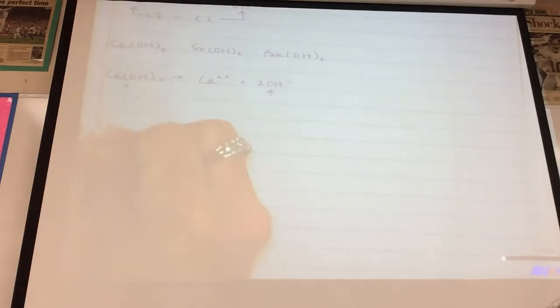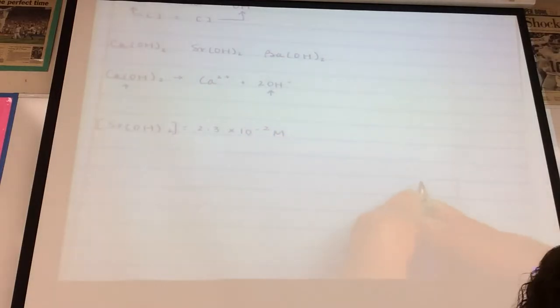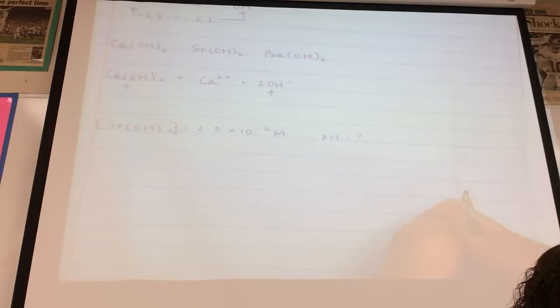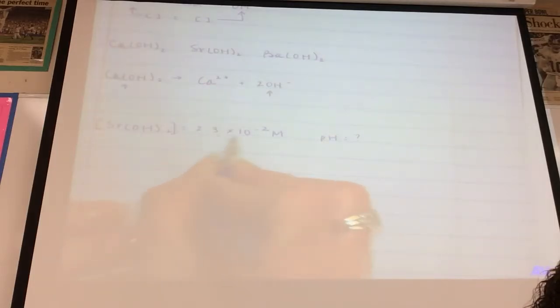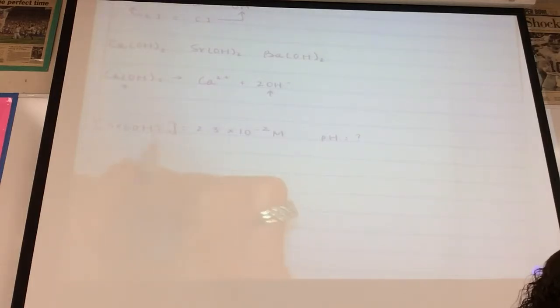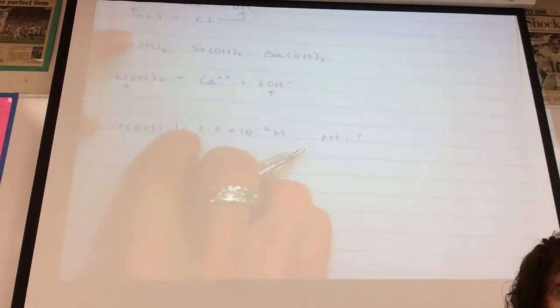The concentration of strontium hydroxide is given at 2.3 times 10 to the negative 2 molar. We want to know the pH. We want to know if the solution's acidic or basic, and why. Why is this concentration not equal to the hydroxide ion concentration? Because it's a group 2 base, so there's twice as many hydroxide ions as there are strontium ions. So there are twice as many hydroxide ions as there are moles of strontium hydroxide, also strontium ion, but the comparison you're making is between the base and the hydroxide ion.